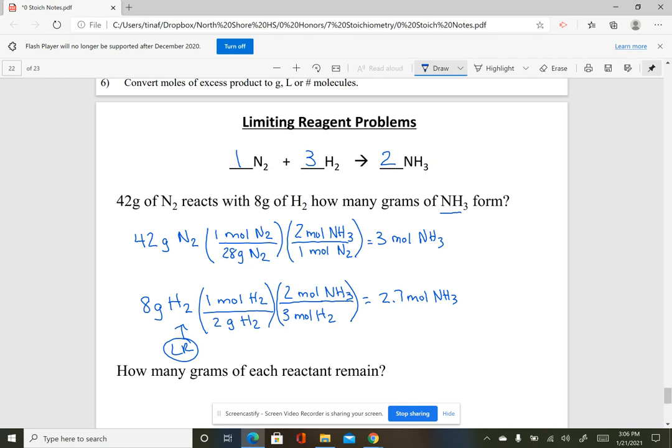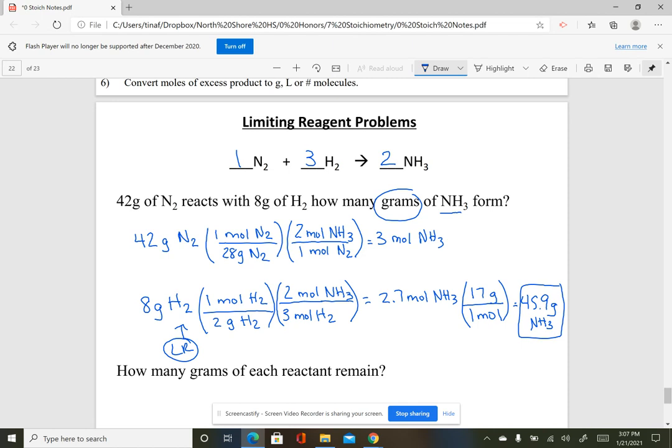Okay, now I want you to go ahead and actually answer the question. The question doesn't ask for moles of NH3, it asks for grams. So can you guys go ahead and do that calculation? Okay, and you should get that as your answer.